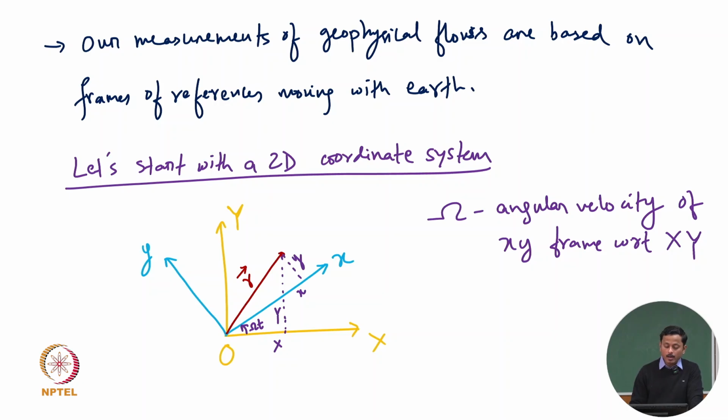So a vector R denotes a position. Whatever point is there at a distance R, in the small xy coordinate system this distance is y and this distance is x, whereas the components of the same vector in the capital X and Y coordinate system are capital Y and capital X.